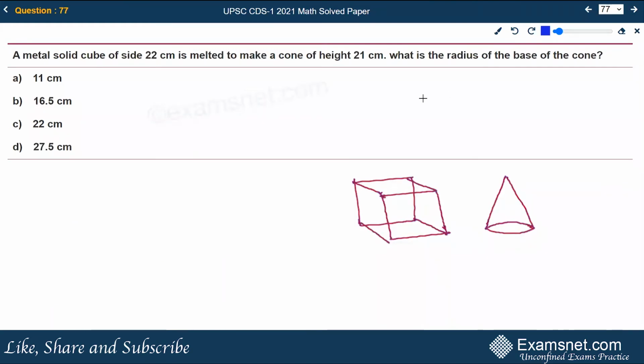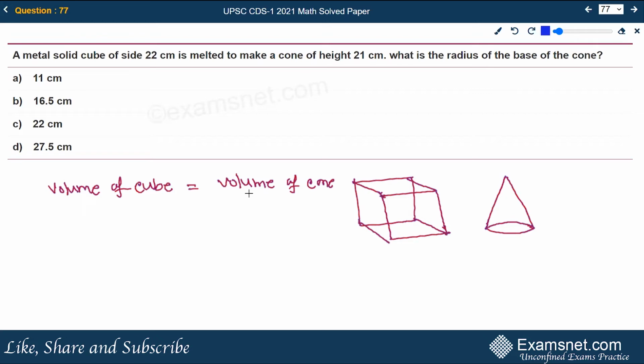In question number 77, we are given a metal solid cube of side 22 centimeter that is melted to make a cone of height 21 centimeter. What is the radius of the base of the cone? Since the cube is melted to make a cone, the volume of the cube and the volume of the cone are equal.